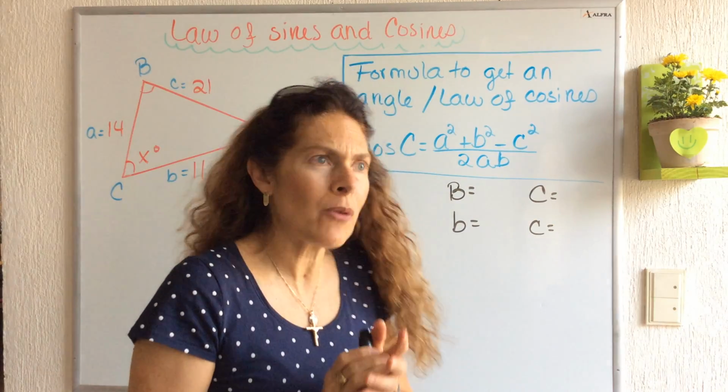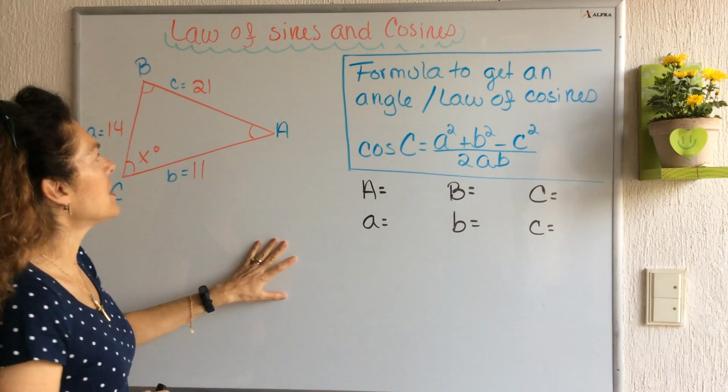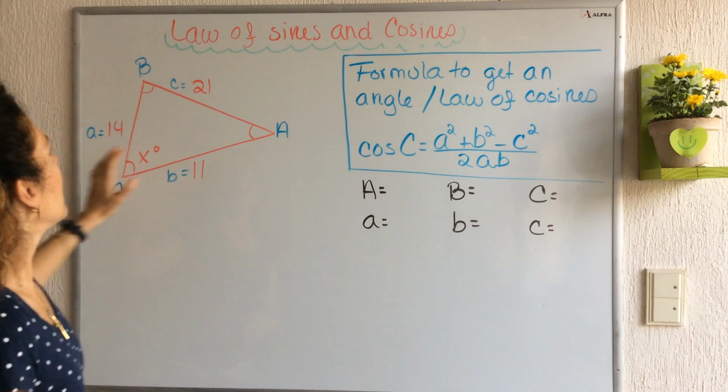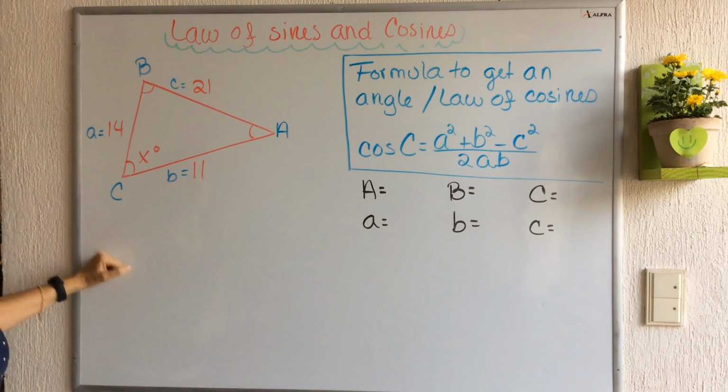Hi dear students, now we are going to study this example. Let's see how we are going to solve this. Here we have the triangle, an acute triangle with the name of the angles and the measure of the sides.